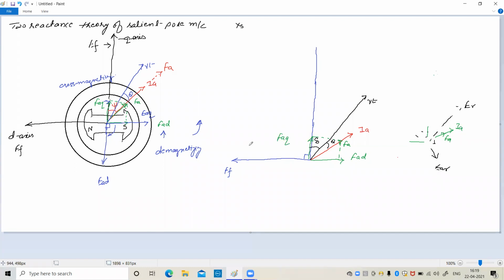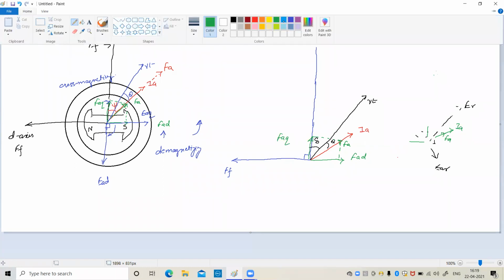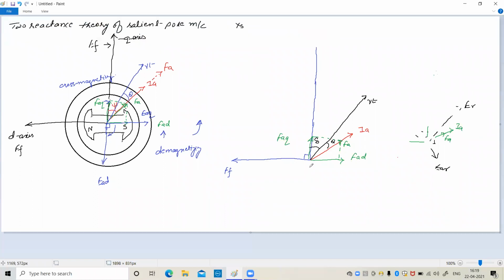Along the quadrature axis, this EMF will produce some voltage which is lagging by 90 degrees. Say this voltage is EAD, and it will produce an EMF which is lagging by 90 degrees. I will draw it here; no doubt it will be from the zero point, but for simplicity I am drawing it over here. It is equal to, say, FEA.